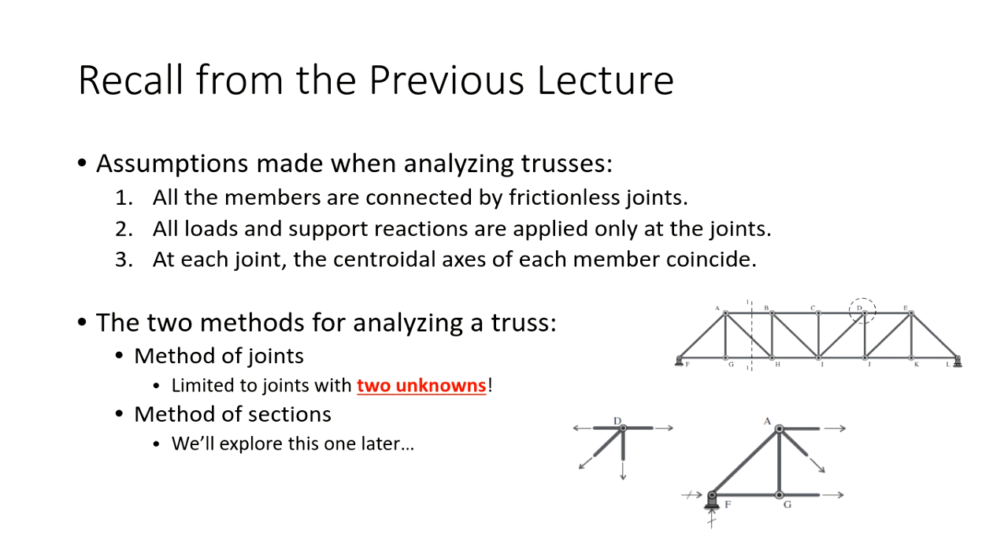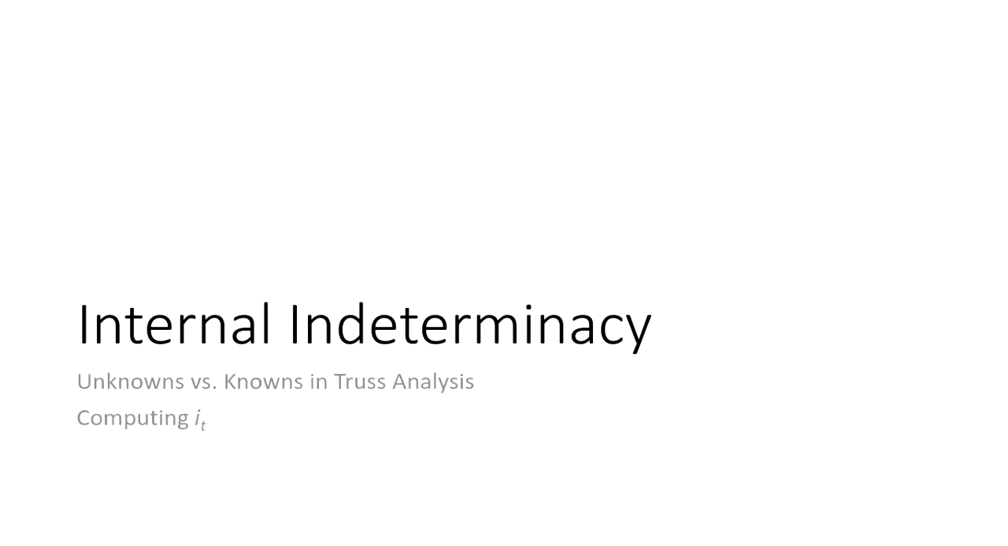I want everybody to remember that when we did the method of joints, we were limited to joints with two unknowns, because we only had two equations of equilibrium that we can apply: sum of forces in the x direction and sum of forces in the y direction. Because all of the forces meet at one common point, there is no moment. A moment is a force offset by a given distance from the point that you're considering, and none of the forces are offset. They're all meeting at the same point. Because of that, we can only deal with two unknowns at a time. I want you to keep that number two in your head, because that's going to show up here in a second.